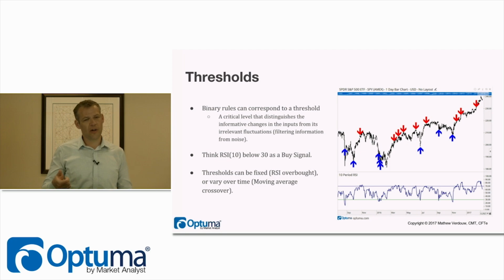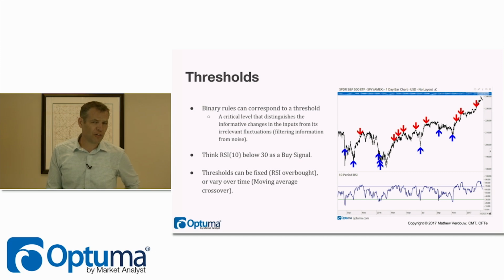And so we're going to be alternating between those values there. Whenever we have multiple arrows, obviously we're already sold, so we wouldn't sell again. And so that's a very simple system using binary rules and thresholds. Thresholds can be fixed, like this one, where it's a fixed value, or it can be something that varies over time, like a moving average.